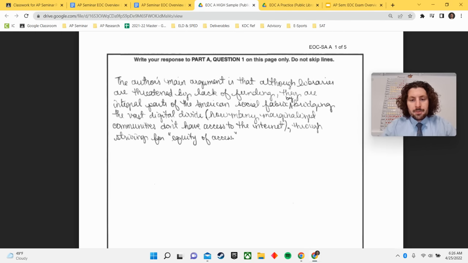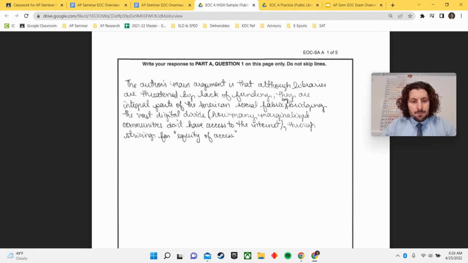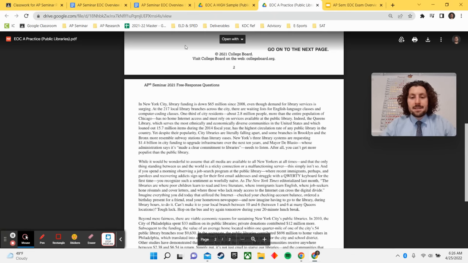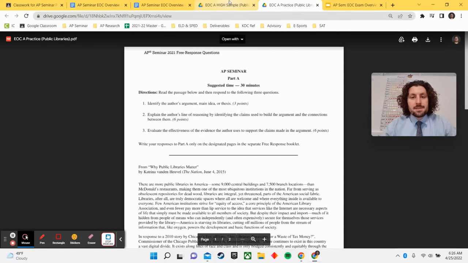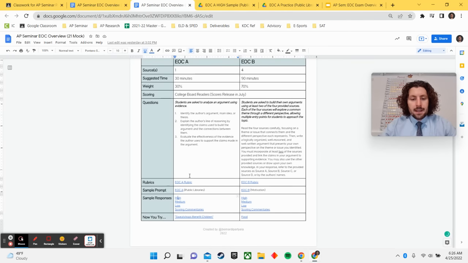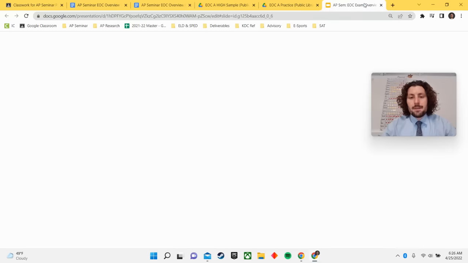and they might help to bridge the digital divide through striving for equity of access. So libraries can be a place for people to access information, and they can be more equitable. But sadly, they are threatened due to a lack of funding is the main idea of this entire piece. So there's a sample for you to take a look at right there for question 1.